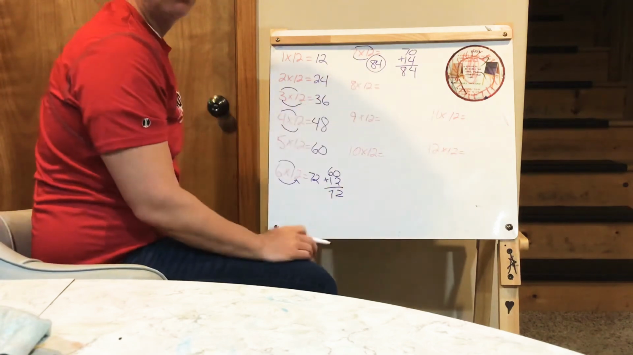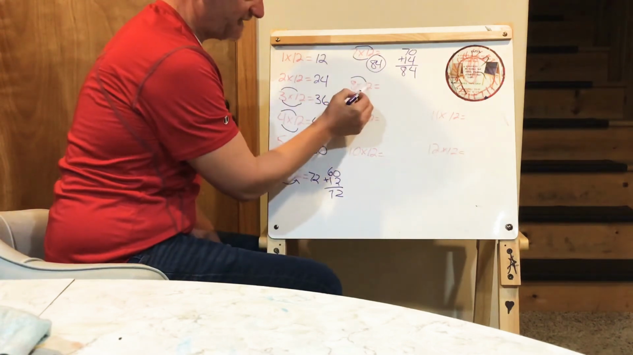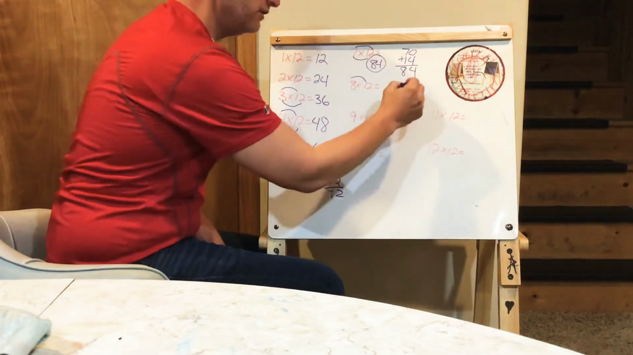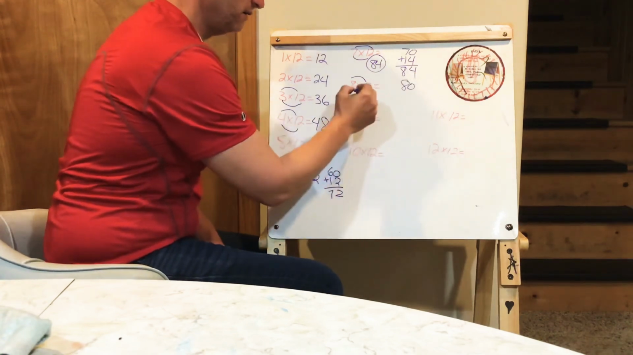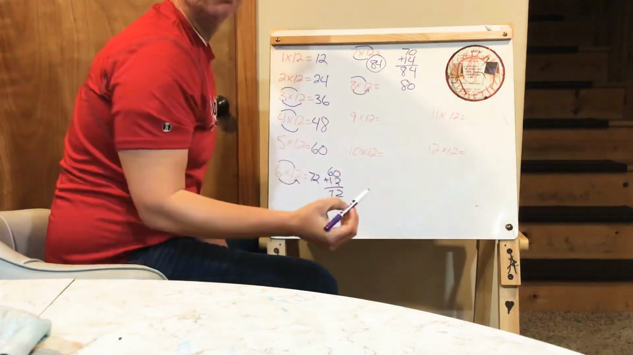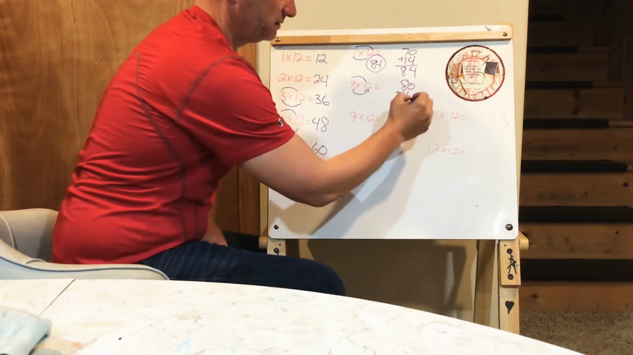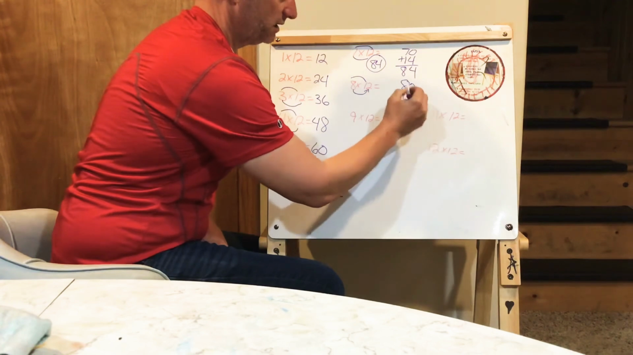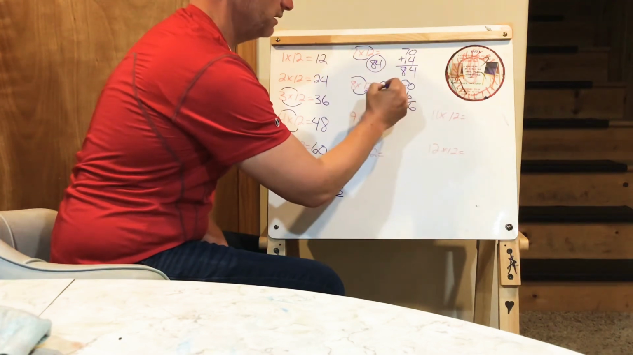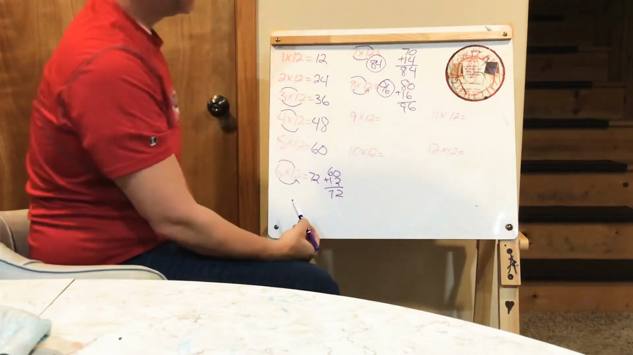Same thing here. 8 times this 1, which is a 10. 8 times 10, you know, is 80. And then 8 times 2, double our 8, we get 16. And add 16 to 80, and we get 96. 8 times 12 is 96.